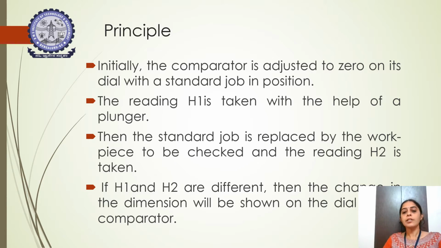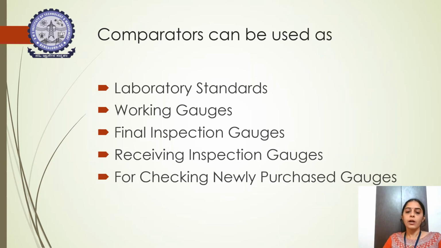Then the standard job is replaced by the workpiece to be checked, and the reading H2 is taken. Then you take the difference between H1 and H2, which characterizes the difference in the dimension as it is displayed in the dial indicator. Okay, so after understanding the basic principle of the comparators, you should know where these are used.